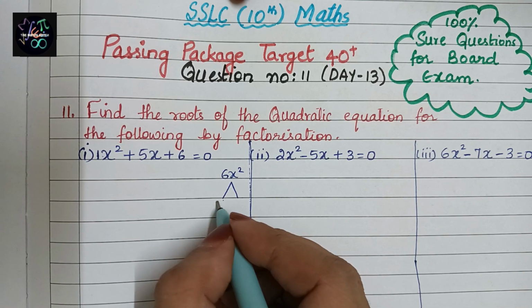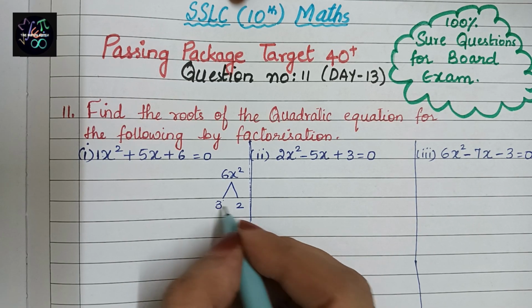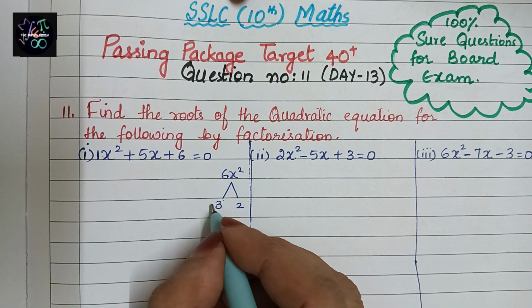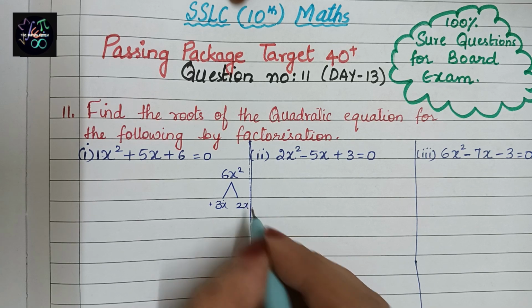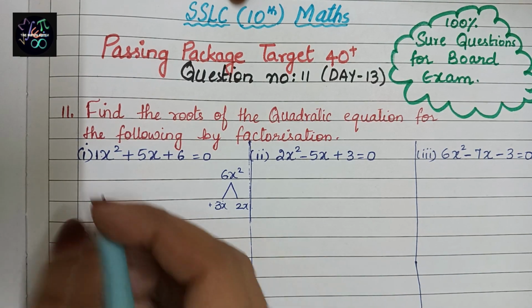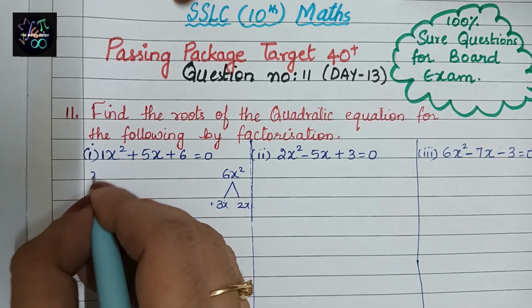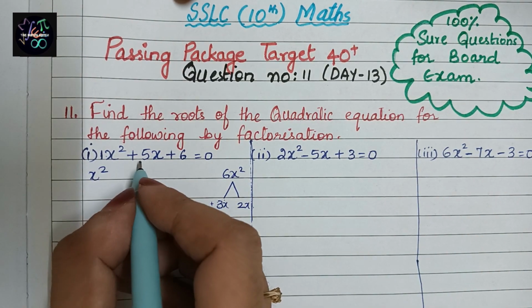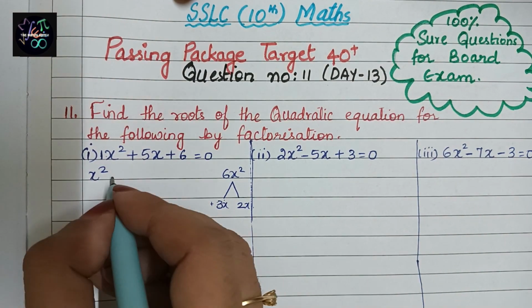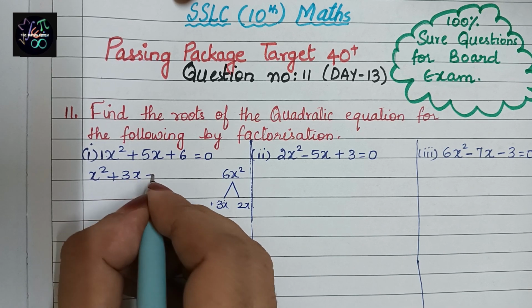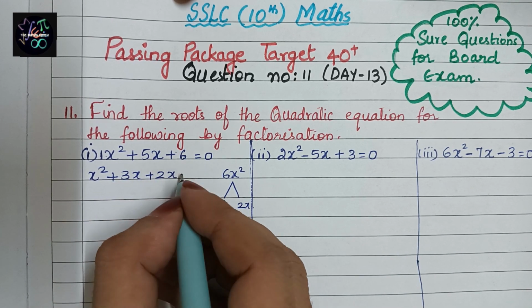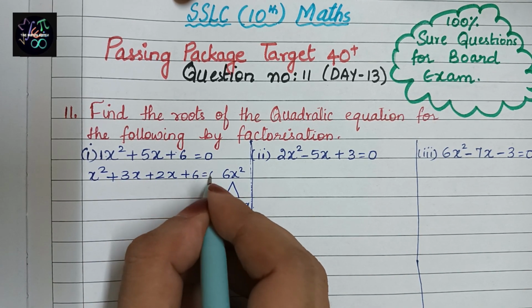So I can write 3 2s are 6, 3 plus 2 is 5. So both will have a plus sign. So 3x and 2x. Now let us split this middle number. How? First and last as it is. x square I'll write as it is. In place of 5x, what will we write? Plus 3x plus 2x. And the last number also as it is, plus 6 equal to 0.